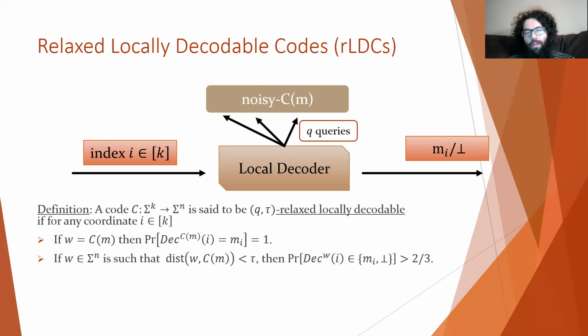And the robust property of this is that if W is tau-close to an encoding of some message, then the decoder must output either the ith bit of the message or it can say, I see something is wrong, and just reject. And it must happen with high probability. And the decoder makes at most Q queries to W. So that's the definition of relaxed locally decodable codes.